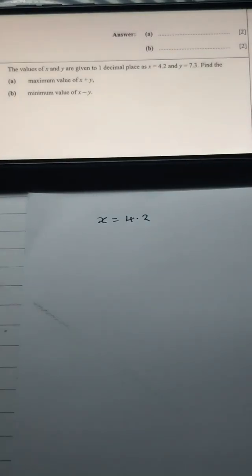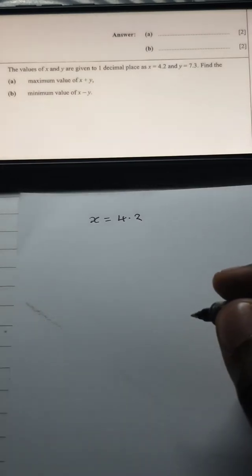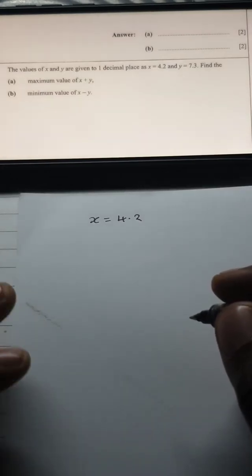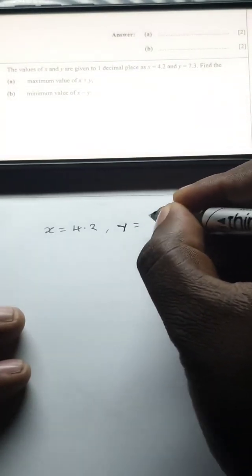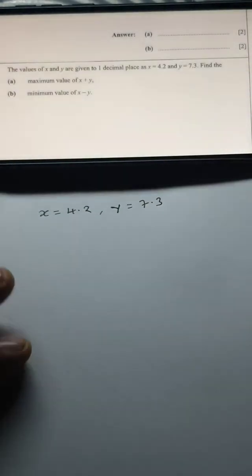Let's go. Ladies and gentlemen, we have been given the values, using a plain paper. We have been given the values. X is equal to 4.2. X is equal to 4.2. Y is equal to 7.3.